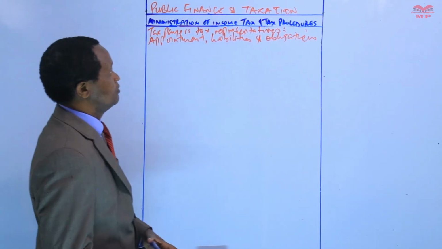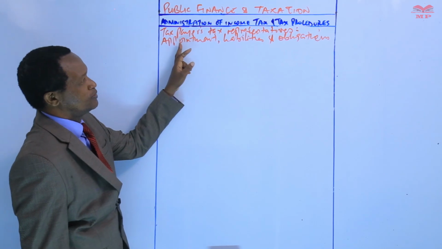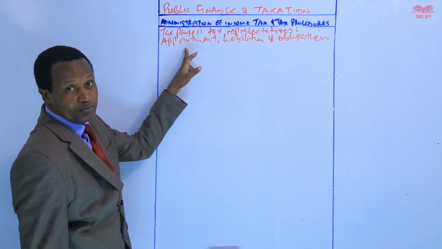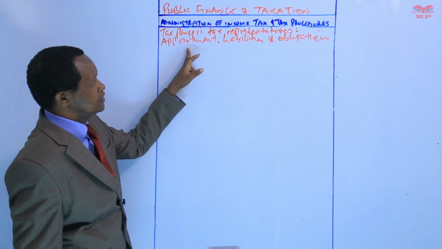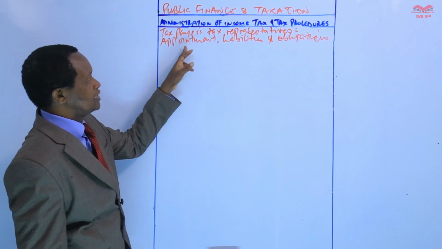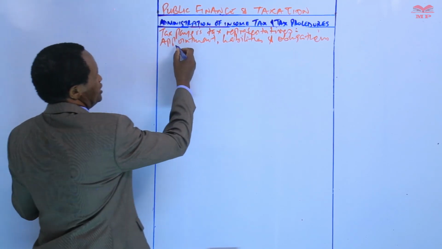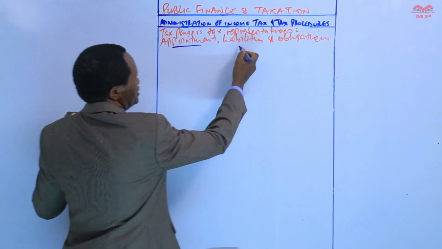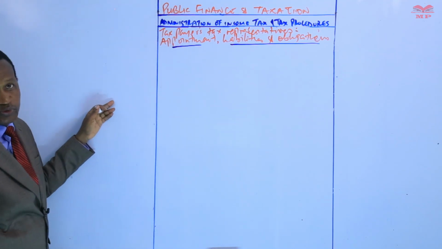The subject is public finance and taxation. We are still on the topic administration of income tax and tax procedures. Today we move to the third subtopic, which is taxpayers' representatives. In studying taxpayers' representatives, we are going to study the appointment, liabilities, and obligations. These are two things: appointment and obligations.